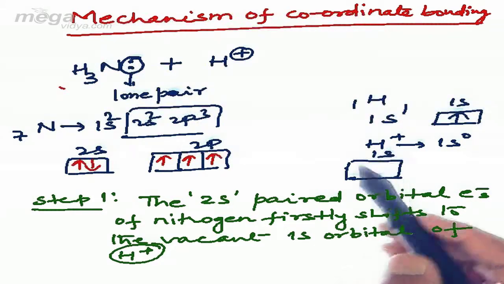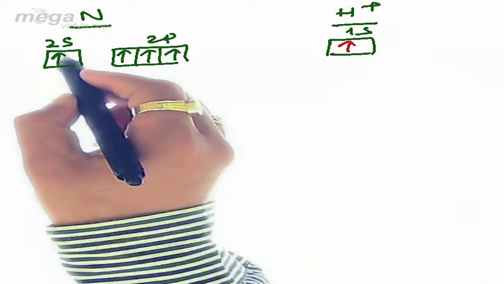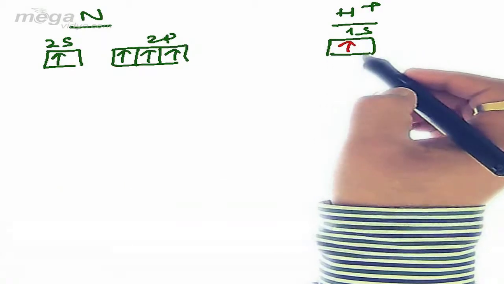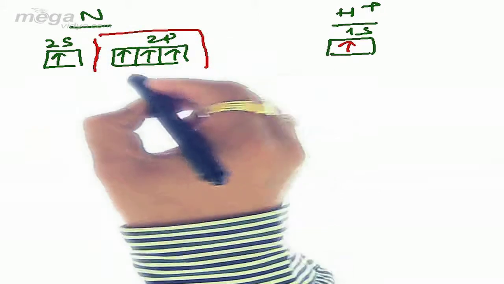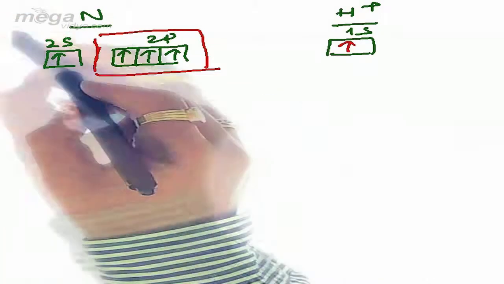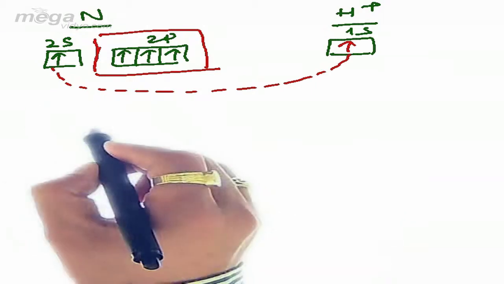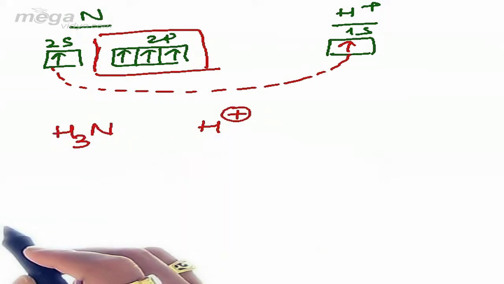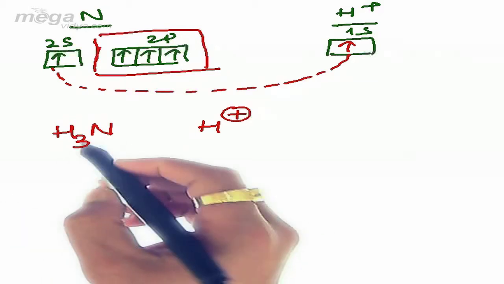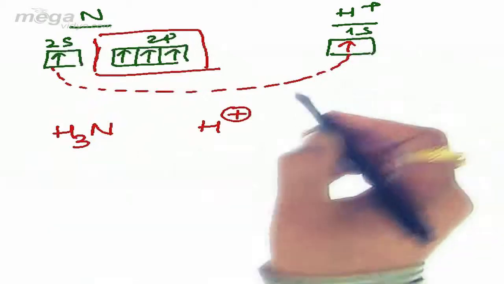of H+. So in the next step, we find that the valence shell configuration of nitrogen becomes, so this is the configuration. One of the electrons from the 2s orbital has been shifted to the vacant 1s orbital of H+. Now already we have observed that these 3 electrons have participated in the bonding with 3 H atoms in NH3. So further 2s and 1s will undergo covalent bonding with each other. So what did we find? That during the coordinate bonding between NH3 and H+, firstly there was transfer of one electron from the 2s orbital of nitrogen to the 1s orbital of H+.